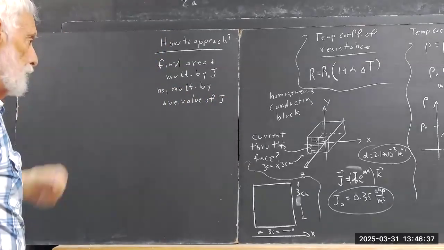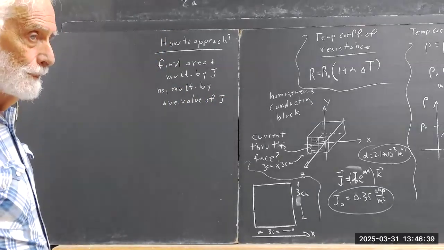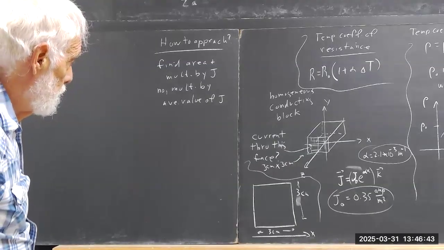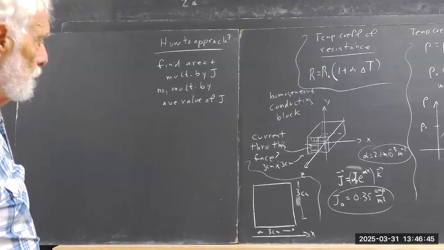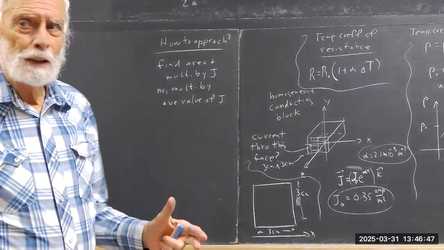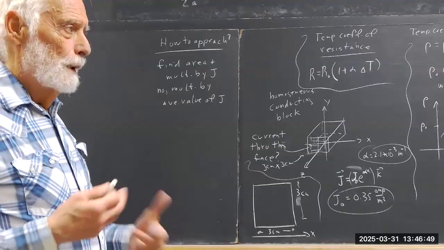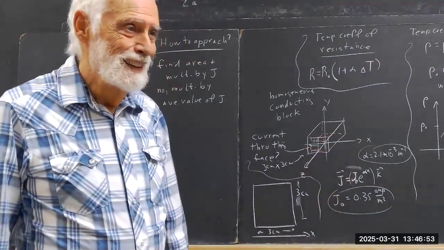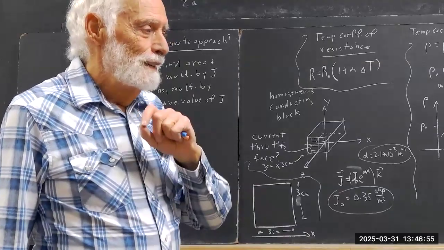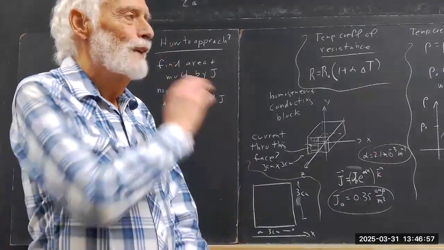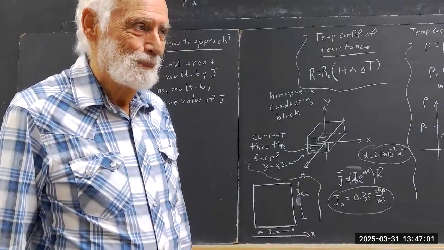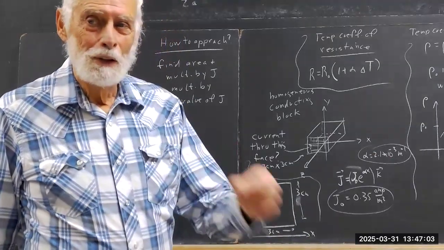Multiply by the average value of J. Okay. So how do you get the average value of J? Well, the best answer I got to this point was, you add them up and multiply by how many there are. Well, there are an infinite number of them. So you're going to divide an infinite sum by an infinite number, right? So where are you there?